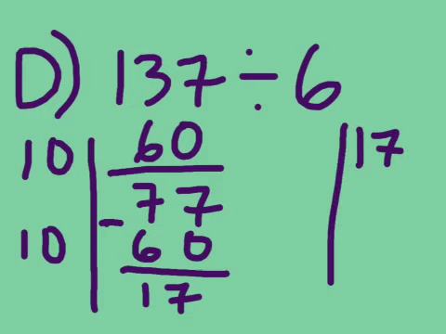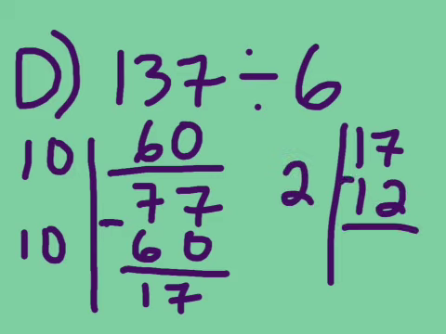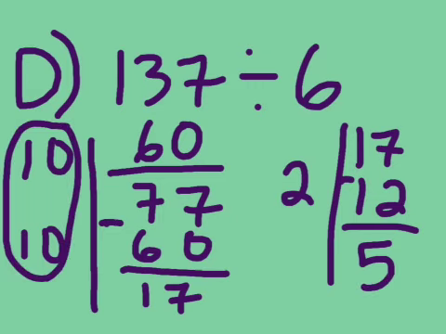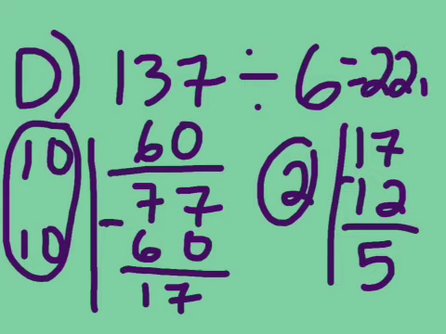I can't make 10 more groups of 6, but I could make 2 more groups of 6, which gives me 12. Subtract those and I have 5 left over. So altogether I have 22 groups of 6 with a remainder of 5. So grade 4s, if you feel like you've done enough practice, you're free to go and do a teacher check. If you'd like some more practice questions, stick around and we'll do a few more.